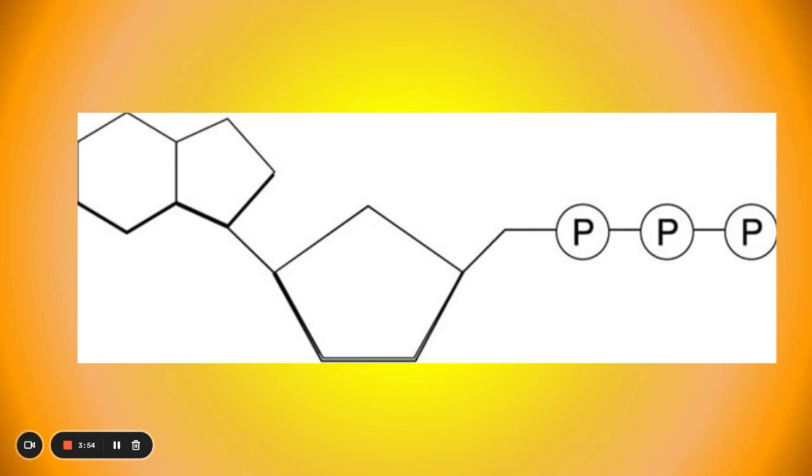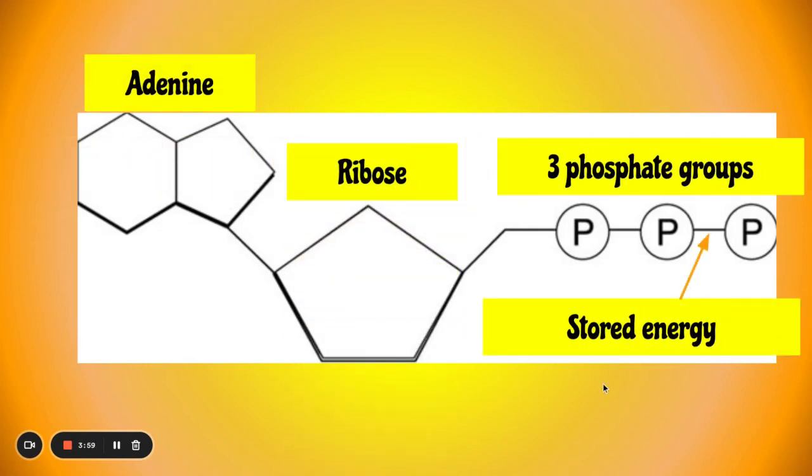Again, I'm going to just go left to right with this. So we're starting out with adenine, this nitrogen base. In the middle is ribose, a sugar. And then on the right side, on the end, are the three phosphate groups. Now, this is the focus of ATP, the three phosphate groups. So this is all about storing energy until it's needed and then releasing the energy for use.